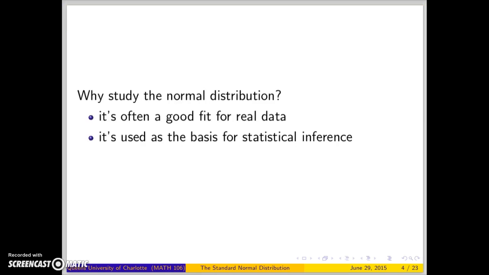Okay, so now let's talk about the normal distribution. Why should we study the normal distribution? It's a good fit for real data. A lot of the things in the world follow the normal distribution. It's very easy to interpret. It also comes up in what we will be getting into later on in this course.